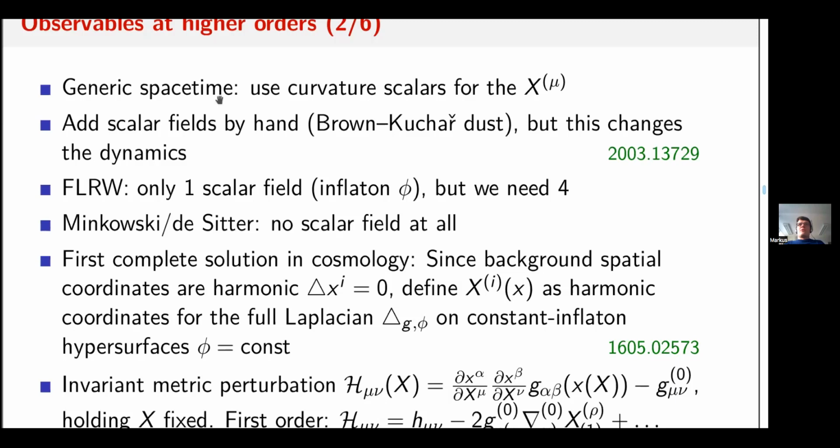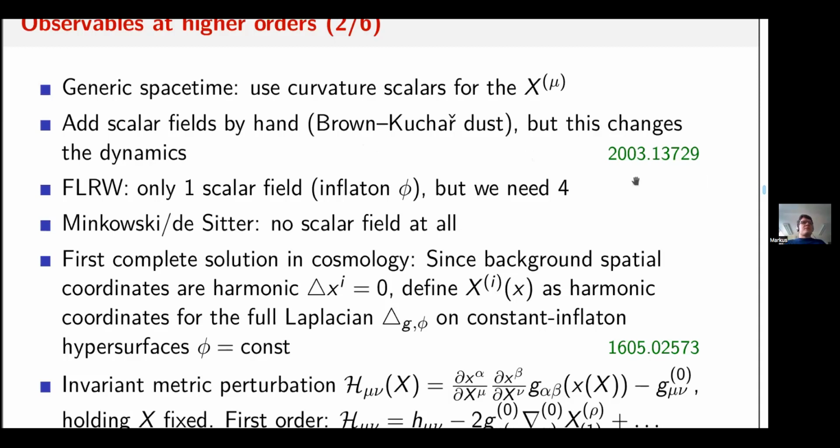If you're not in a generic situation, if you are, say, in flat space, Minkowski, what you could do is add the scalar fields by hand. Just add some more scalar fields into your theory. A famous example is the so-called Brown-Kuchař-Stachel. This is a very nice thing. But of course, if you add something to your theory, you change the whole dynamics. You change the Euler-Lagrange equations, you add something to the stress tensor.